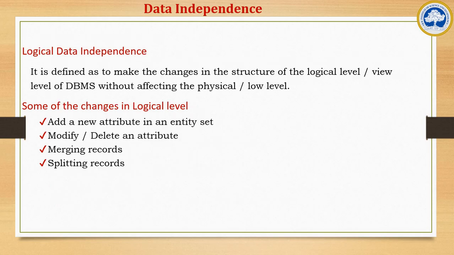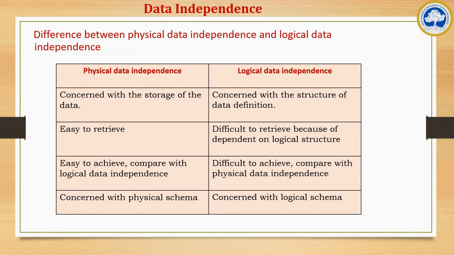Logical level changing means we are changing the structure of the logical level, maybe adding new attributes, modifying or deleting an attribute, merging records, splitting records. These are the things we can do under the logical level. So this is the difference between physical data independence and logical data independence.